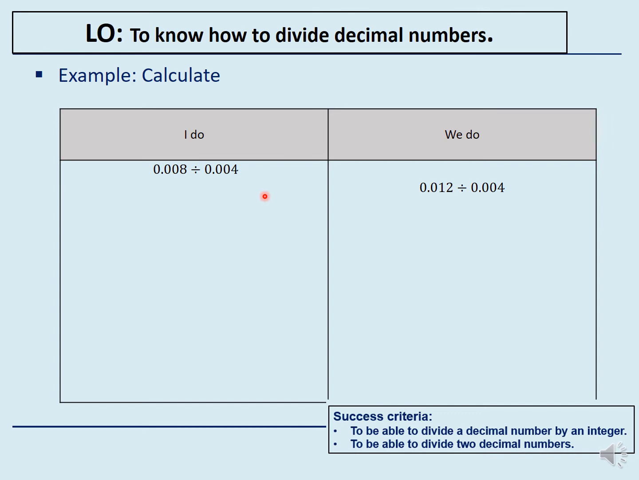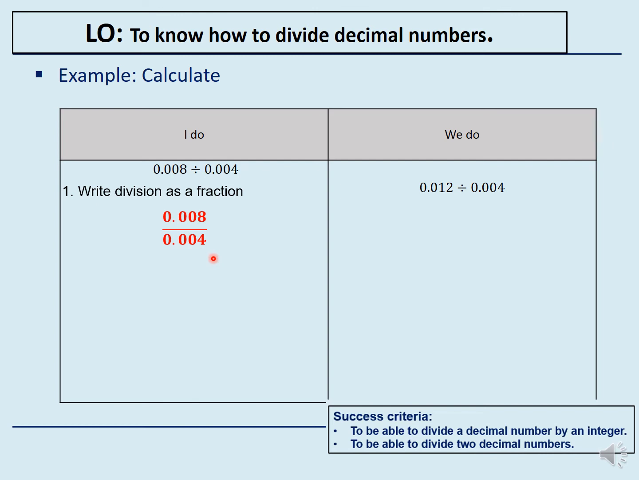The first step is to write your division as a fraction. So if I want to write that division as a fraction, I have 0.008 divided by 0.004. Make sure you keep the order. The second step is to get rid of the decimal places on the denominator.